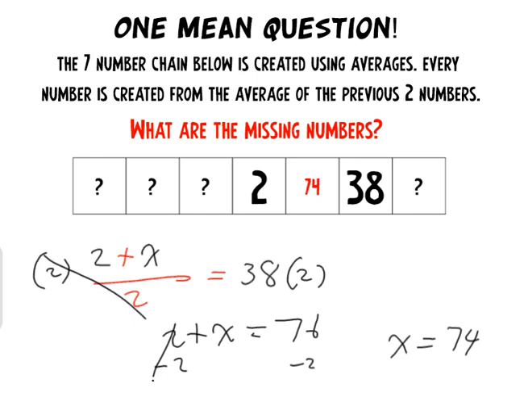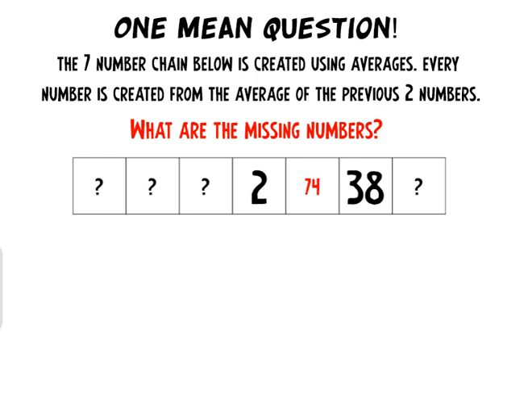Which means the missing number is 74, which is great because now, in order for us to get the rest of them, if I wanted to figure out this one right here, I could say the 2 previous numbers, 112, divided by 2 would be the average, which means that missing number right there is 56. Now we're rolling. Now we have 4 of the 7 numbers, and we're just getting started.